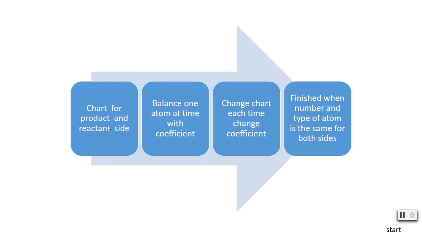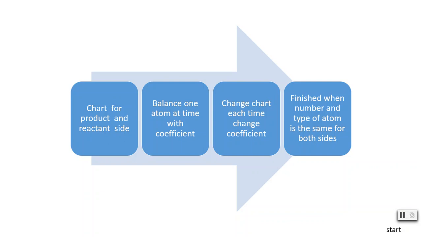Making a chart for your product and reactant side as a way to take stock of number and type of atom that you have. Balance those atoms one at a time with coefficients, numbers in front of the species. And then when you add coefficients, make sure you change the chart to update how many of each atom that you have. And then once number and type of atom is the same on both sides, then you are done.